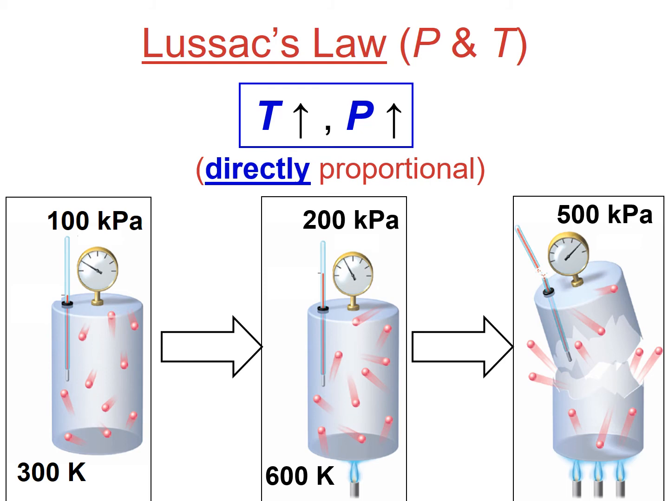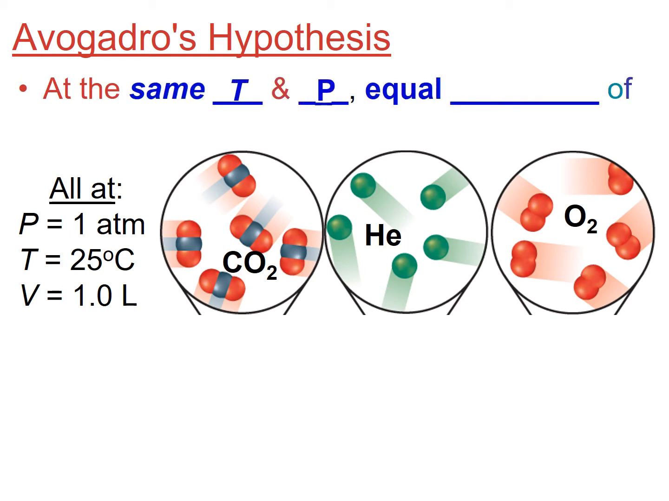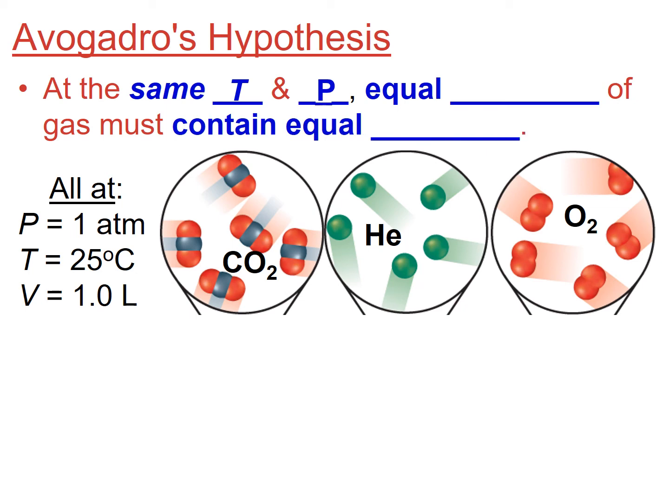Here, at 500 kilopascals, we see a burst. So, Avogadro's hypothesis: all at P equals 1 atmosphere, T equal to 25 degrees centigrade, V equal to 1 liter of CO2, He, O2. What do we have here?